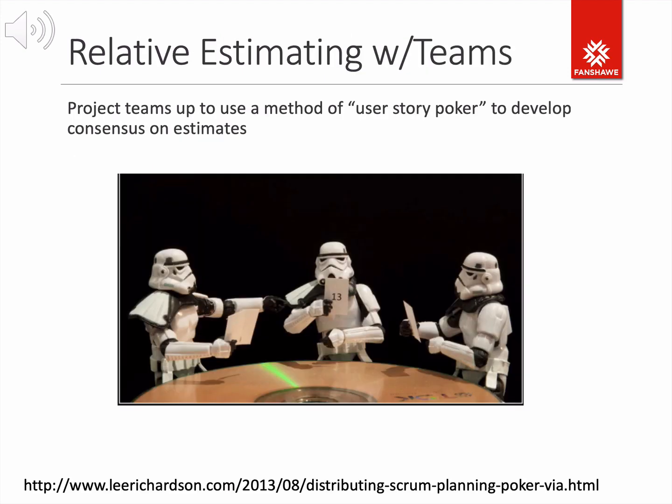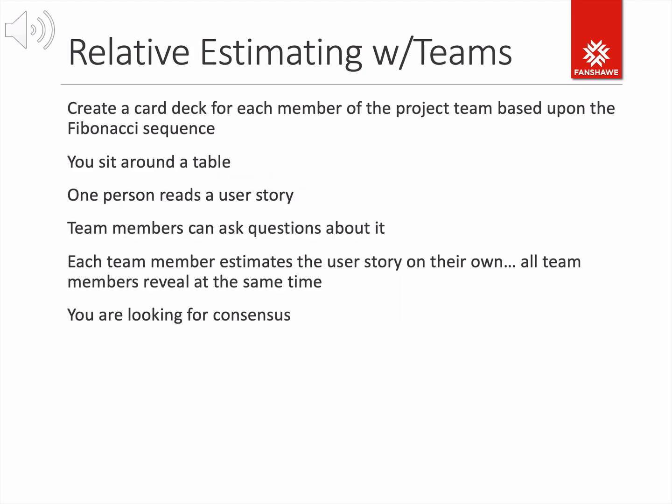So let me describe the process first, and then I'll go back to the Fibonacci sequence, because they're important. So here's the process of the way many organizations come up with estimates for the product backlog. What a lot of teams use is really planning poker, or user story poker, as some call it. And it's a good way of developing estimates really from a consensus basis. So how does this work?